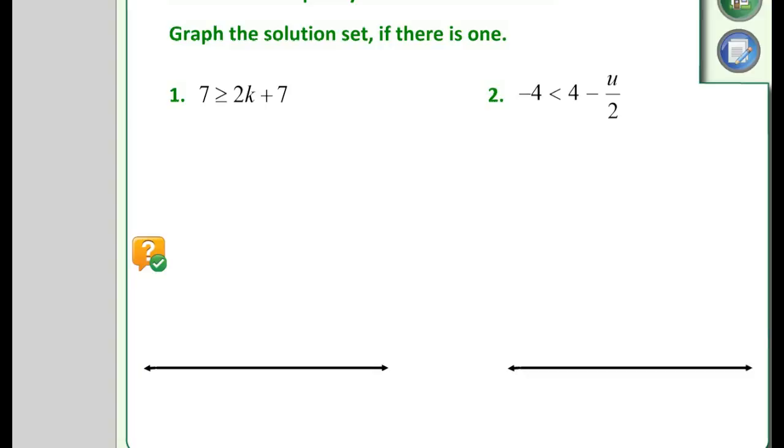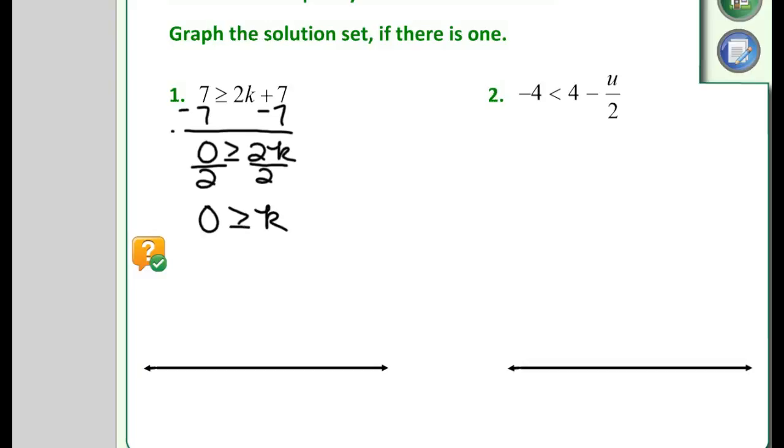So you notice I have an equation and I have a number line. So let's go ahead and look at problem number 1. We're still doing what we did back in chapter 3. We're going to isolate the variable by inverse operations. So if you look here, the first thing I need to do is get rid of the 7. So we subtract 7 from both sides, and we're going to get 0 is greater than or equal to 2k. I still need to divide both sides by 2 to get k alone. So we've got 0 is greater than or equal to k.